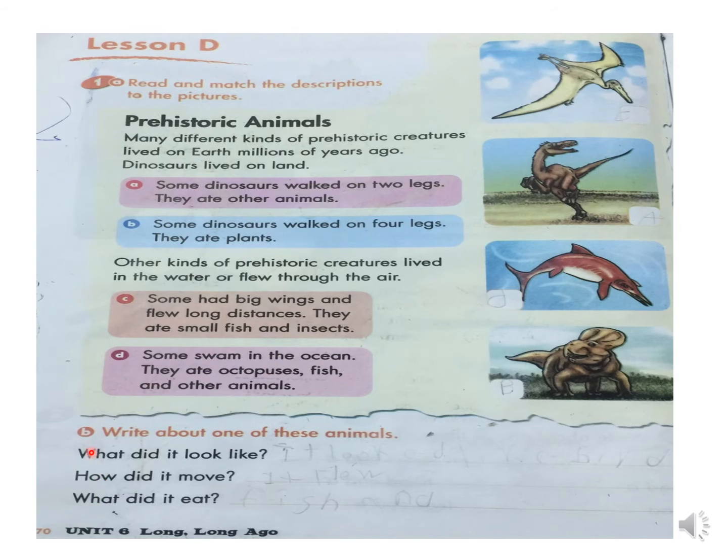Let's answer exercise B. Write about one of these animals. What did it look like? I'm going to talk about this one. What did it look like? Can you describe it? Yes. We have to pay attention, we have did, so it's past. I say it had a big body. It had a long tail and a long neck. It had a small head.